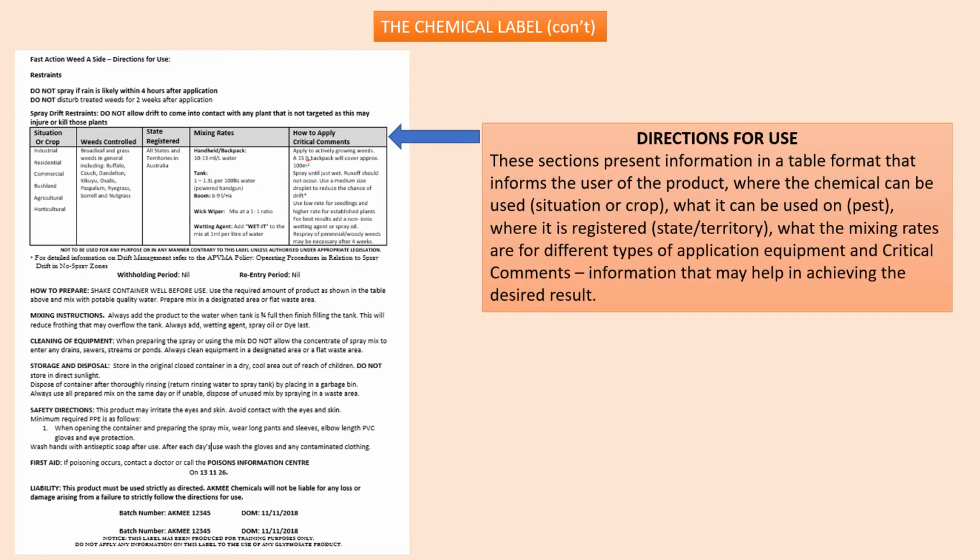Directions for use. This section presents information in a table format that informs the user of the product, where the chemical can be used, such as situation or crop, what it can be used for, that is the pest, where it is registered, which state or territory, and what the mixing rates are for different types of application equipment. Critical comments are information that may help in achieving the desired result.